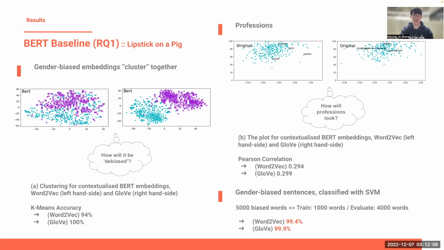For the proficiency experiment, we can observe that neighbors are male-oriented, with more male neighbors. And lastly, the SVM classifier distinguishes those embeddings with great accuracy. Now, we can confidently answer our RQ1: contextualized BERT embeddings apparently contain gender biases, quantified by figures and scores. As you see in the speech bubble, let's apply these experiments to debiased BERT models.